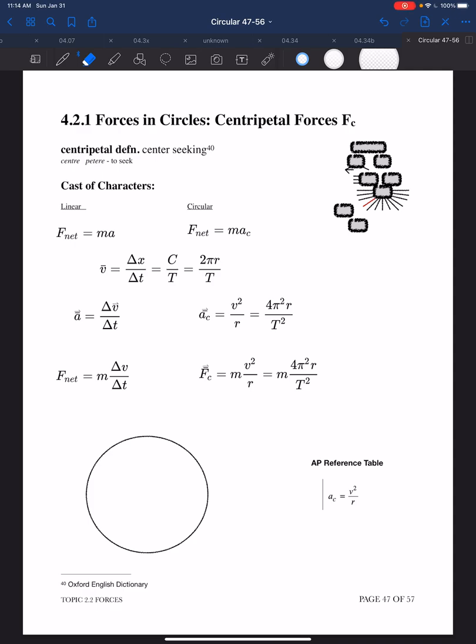In this installment, we're going to look at forces in circles. And the key term we want to know is centripetal force, given by the variable Fc, force centripetal.